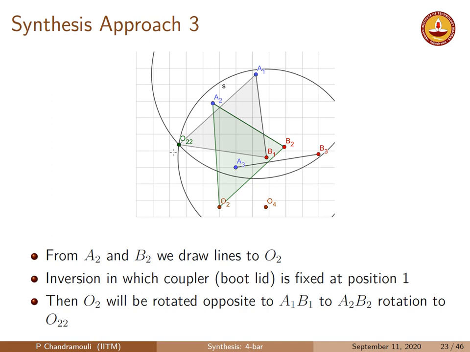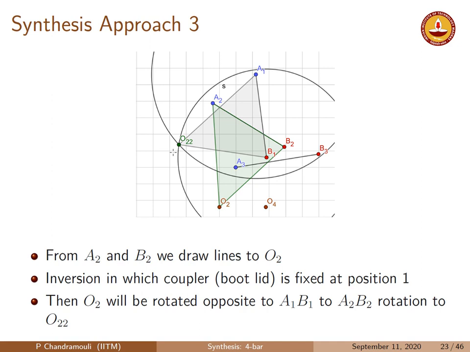Now, when I rotate this and line it up with A1, B1, essentially O2 will move to O22, which is in the inversion. Basically, since the coupler is remaining fixed, when I go to A2, B2, it will appear that O2 has rotated in the other direction. So if I just simply line up the green triangle with the gray triangle, I will get O22. So A1, B1 to A2, B2 to get O22.